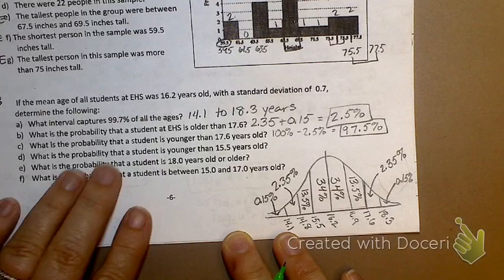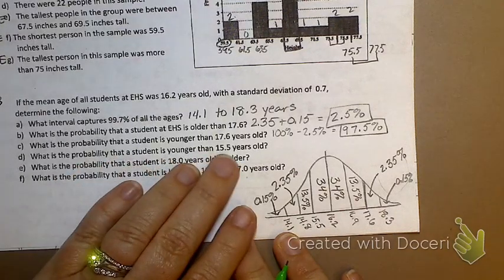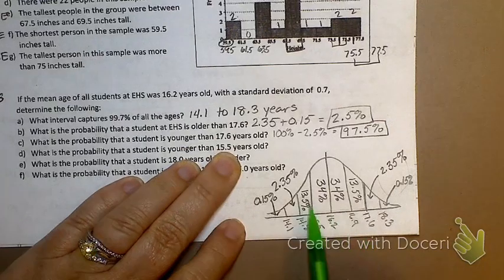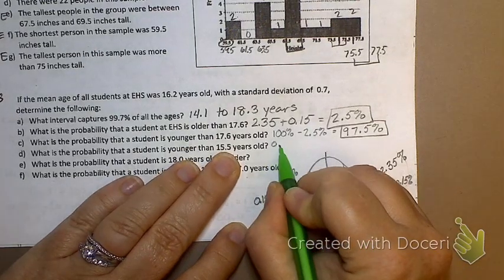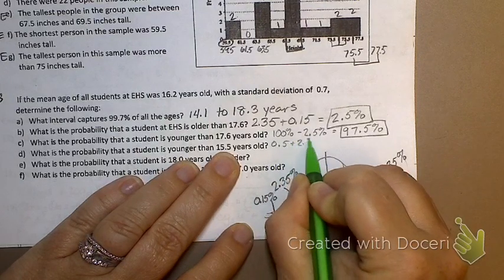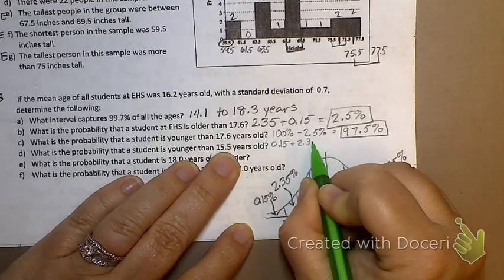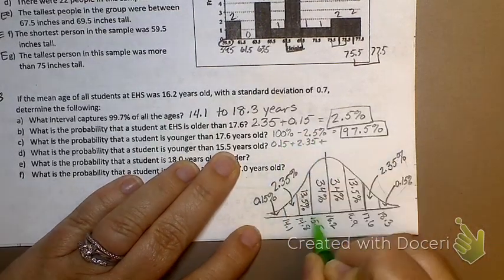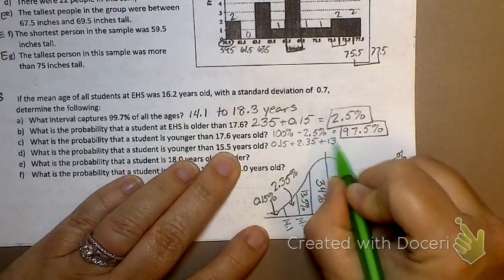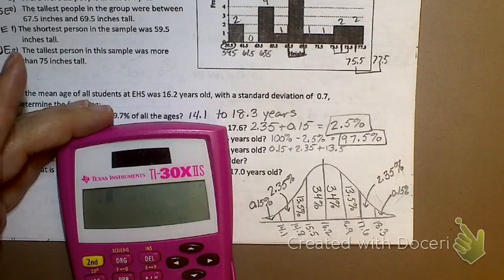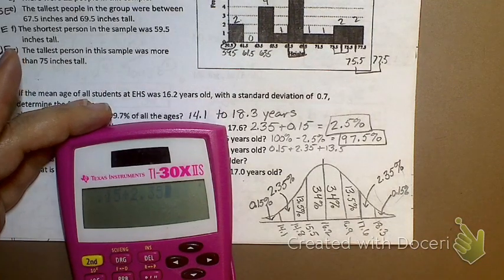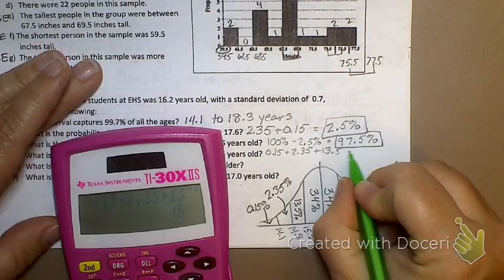What is the probability that a student is younger than 15 and a half? Here's 15 and a half. Younger would be 0.15 plus 2.35 plus 13.5. 16%.